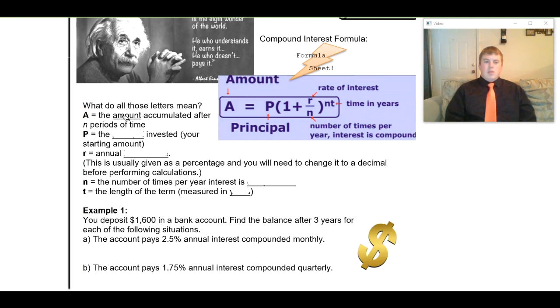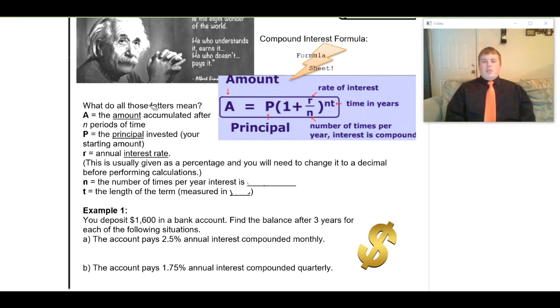So A is going to represent the amount accumulated after n periods of time. So basically what that means is after you put in the money for however many years at whatever rate, this is going to be the money that you are getting back from that account. P is going to represent the principal. The principal is the amount that you are initially investing. So whatever money you are starting the account with would be your principal.